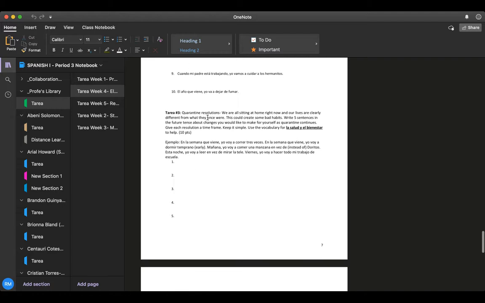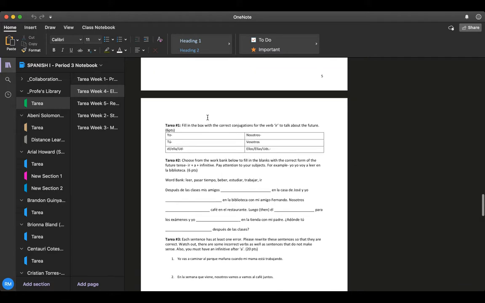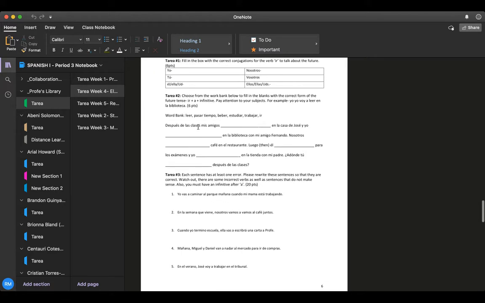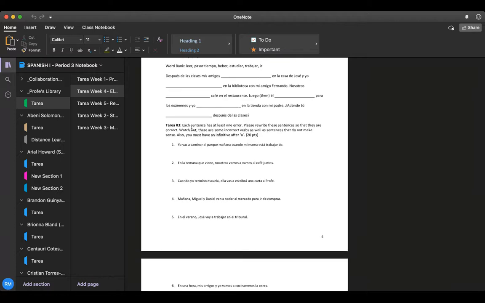Yes, Tarea numero 3. Oh, I have that written twice. Okay, so we're here on Tarea numero 3 on page 6. Página 6, page 6. Okay, each sentence has 1 error. Let's look for the errors and rewrite the sentence. Okay, so this first one says, Yo vas a caminar al parque mañana cuando mi mamá está trabajando. So we are only looking to make a correction on 1 word here. That word is going to be this one, vas, because we know yo and vas do not go together.